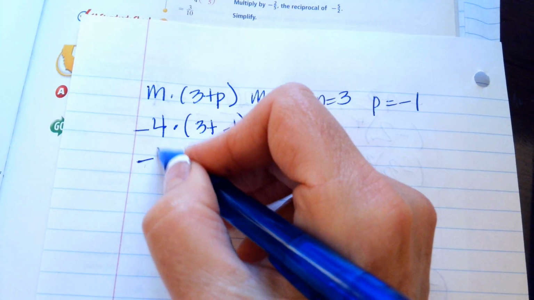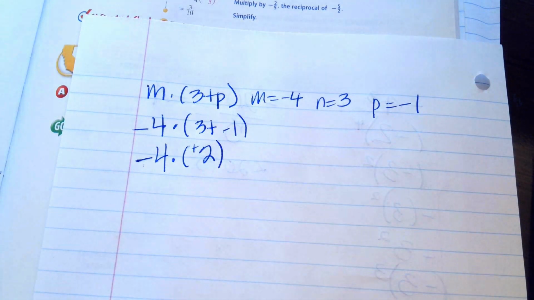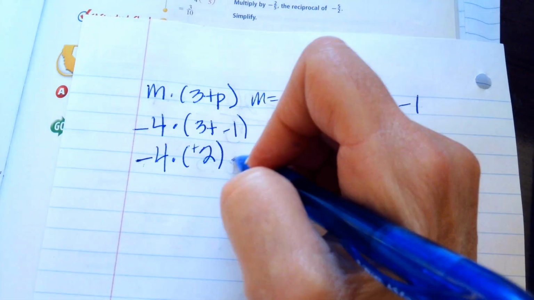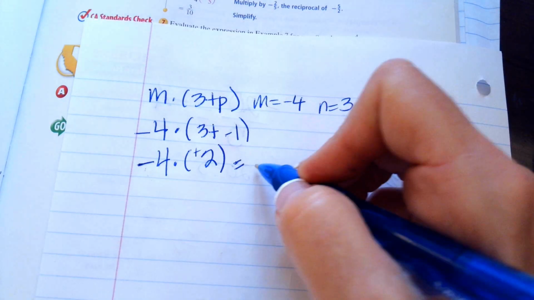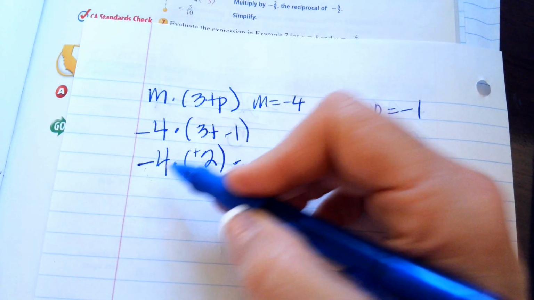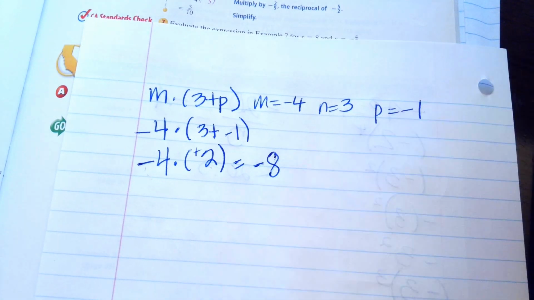And then I'm doing negative 4 times positive 2. So in this case, this is an odd number of negative signs, so my answer is going to be negative, and then 4 times 2 is 8.